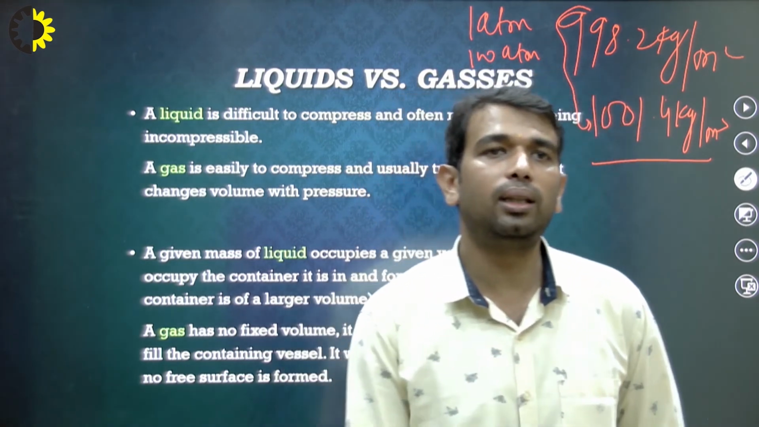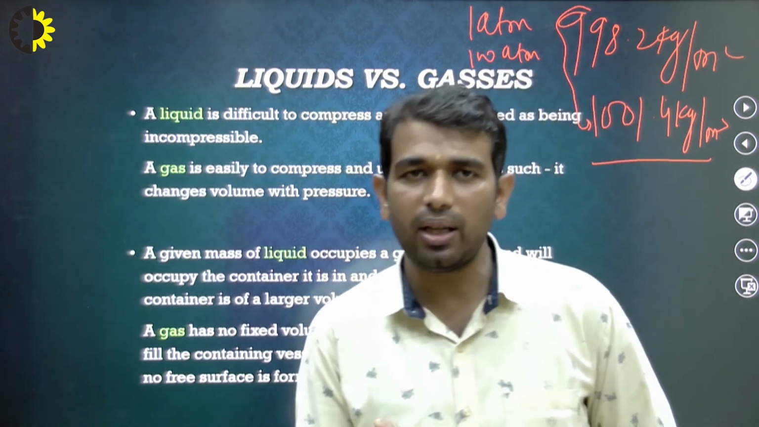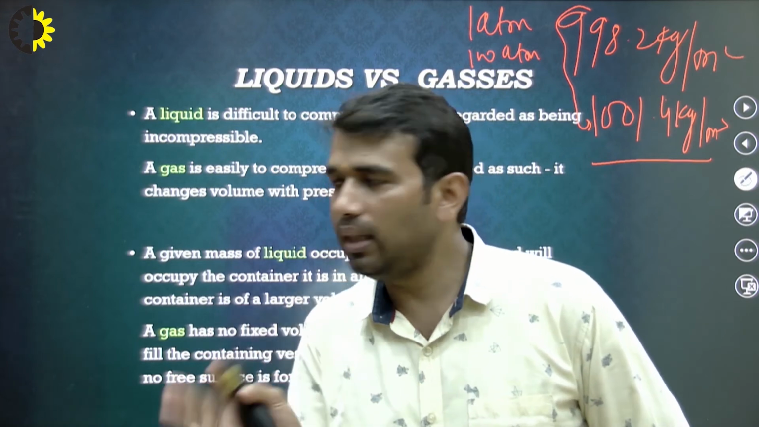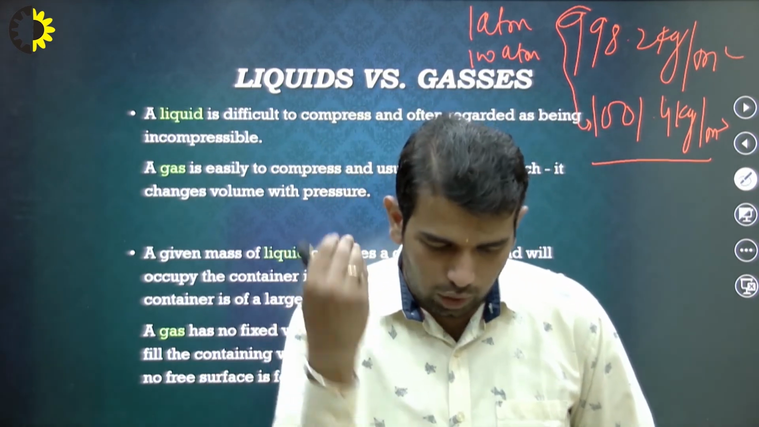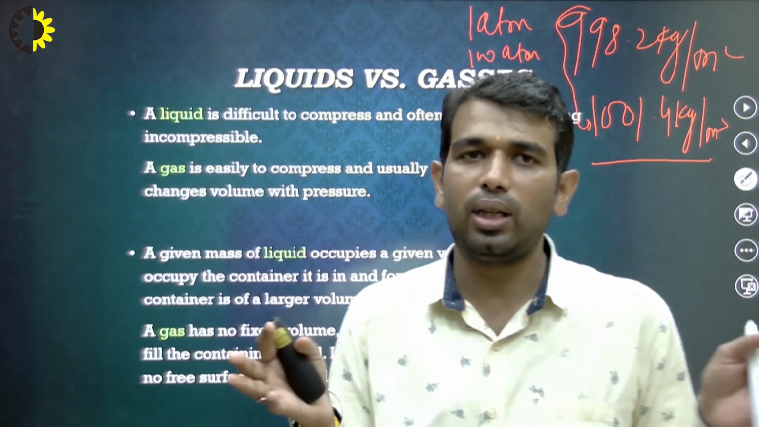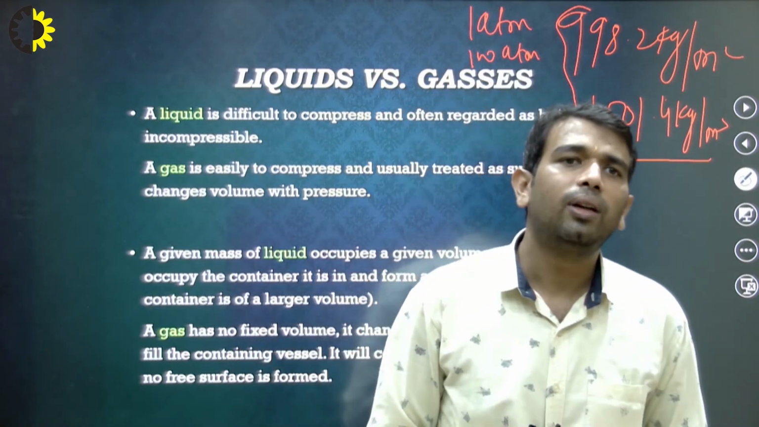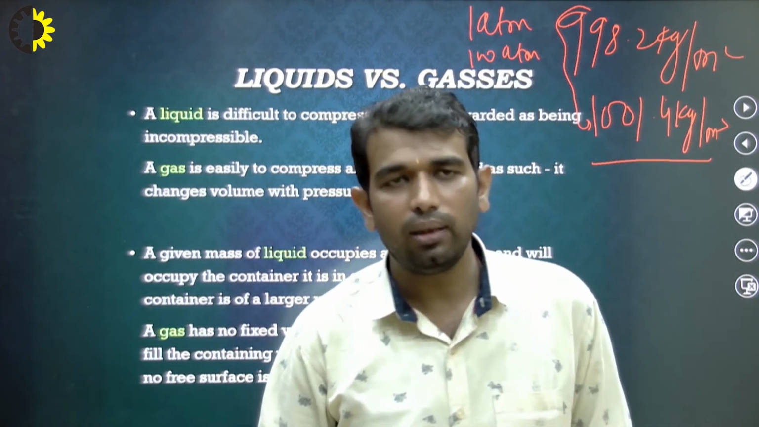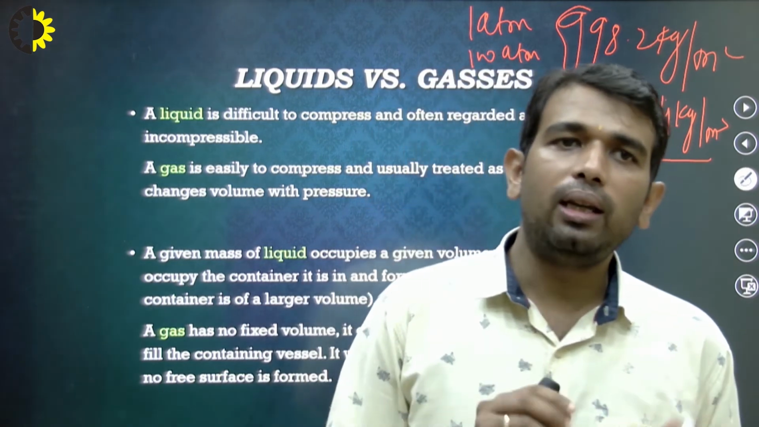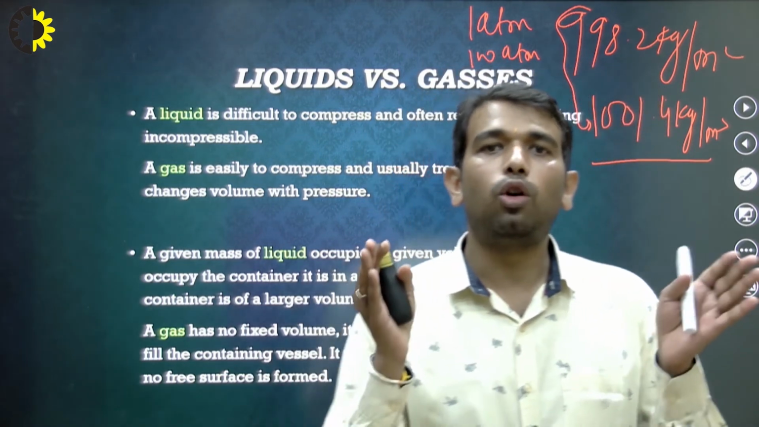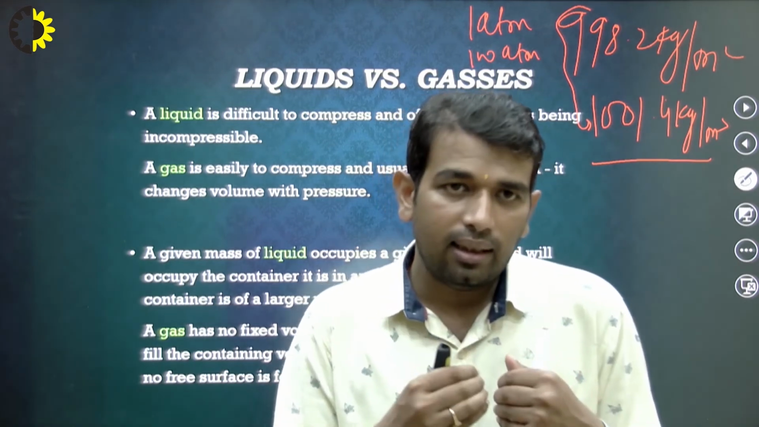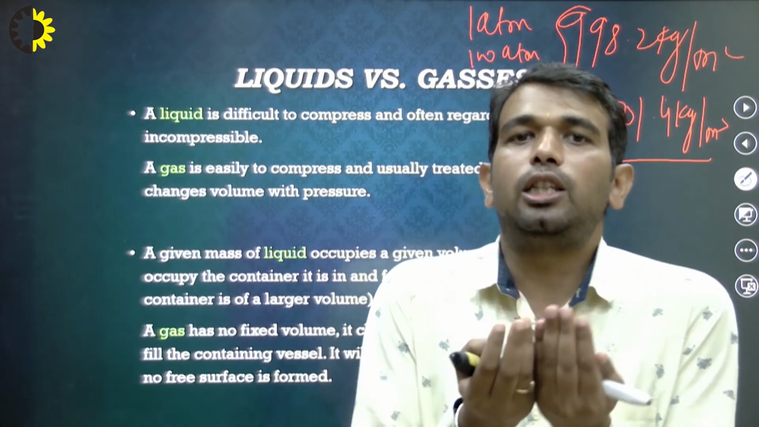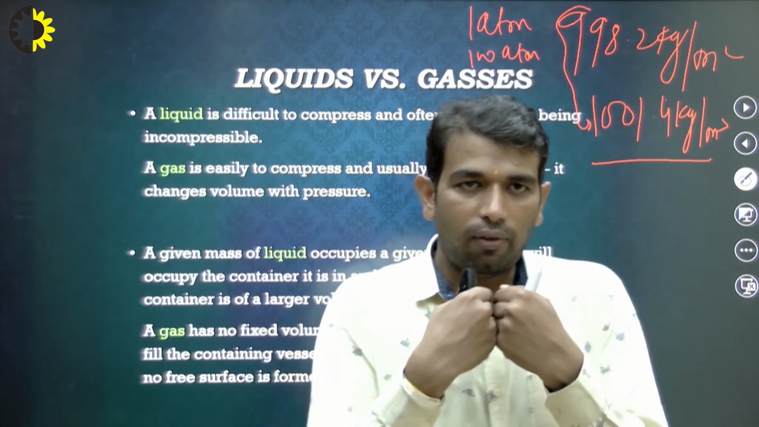Similarly, gases are easily compressed and usually treated as such, as they change volume with respect to pressure. When you apply pressure, the volume is going to change very significantly in the case of gases. So that is the basic difference between liquids and gases. A given mass of liquid occupies a given volume, and it will occupy the container it is in and form a free space if the container is of a larger volume.